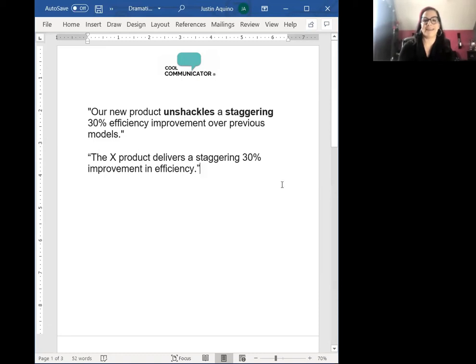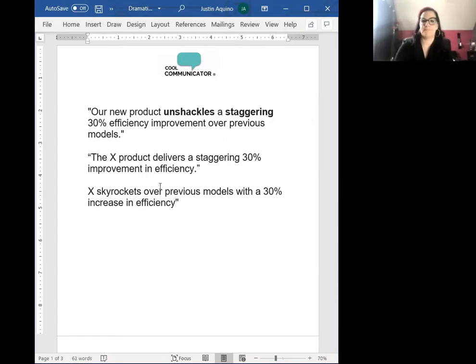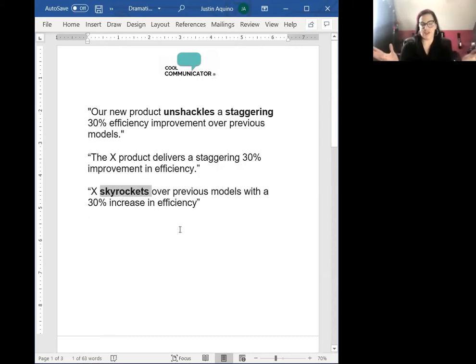And then, I like that "unshackles" word. You could say "skyrockets." The product skyrockets over previous models with a staggering 30% increase in efficiency or improvement. Yep. Right. I like that. So there's not an exact science to it. It's just a matter of changing things up, whether it's the verb or the adjective here. And in some cases, a noun, if it's more of a concept or an idea.